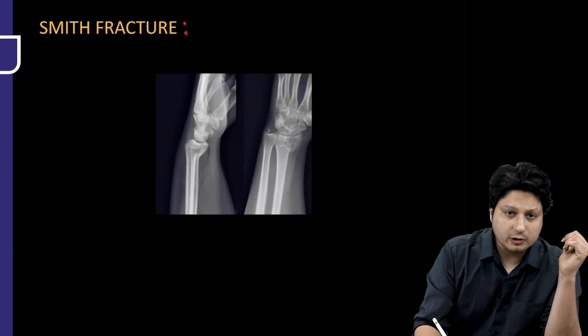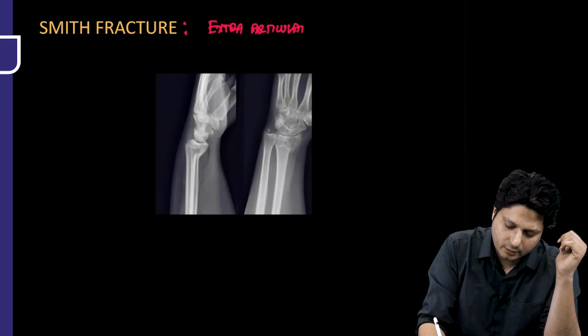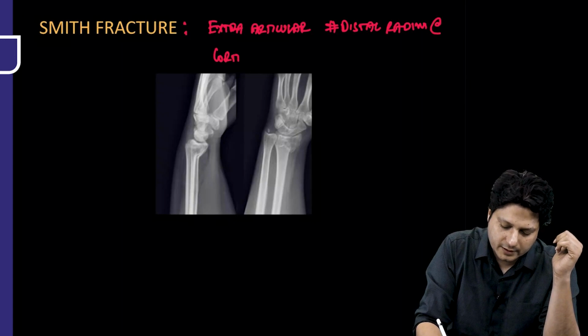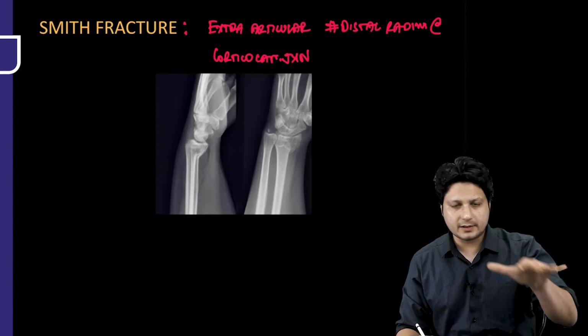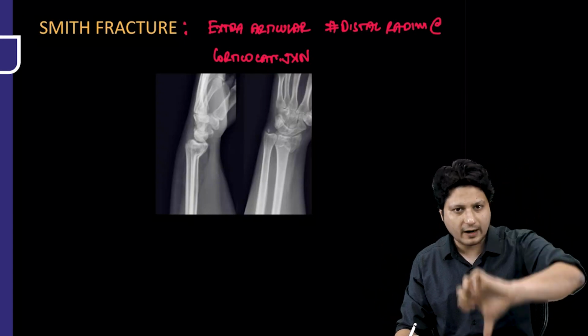So Smith fracture is also an extra-articular fracture of the distal radius, that means the same component at the corticocancellous junction. That means if you compare the definition till this point with the Colles, it is exactly the same. But what is the difference? There it was dorsally displaced, here it is ventrally displaced.